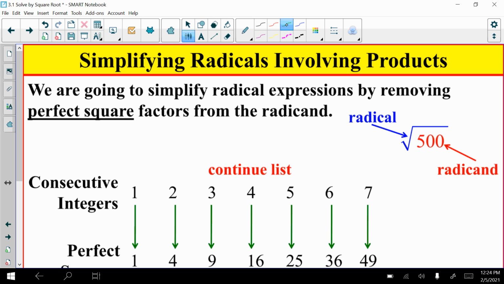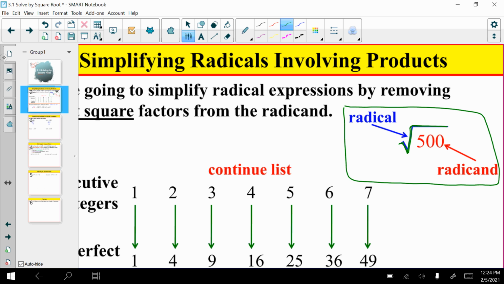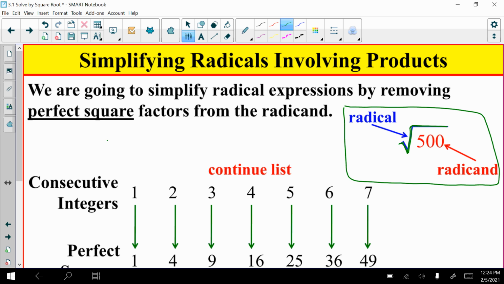If you take a look at this right here, in this class we're going to deal with things called radicals quite a bit. By radical, I mean this square root sign. That's what we call the radical sign. So anytime you have something like that, we call that a radical expression. You've got a root sign like that. And the number on the inside there, we call that the radicand. We're going to deal with these things pretty often in this class.